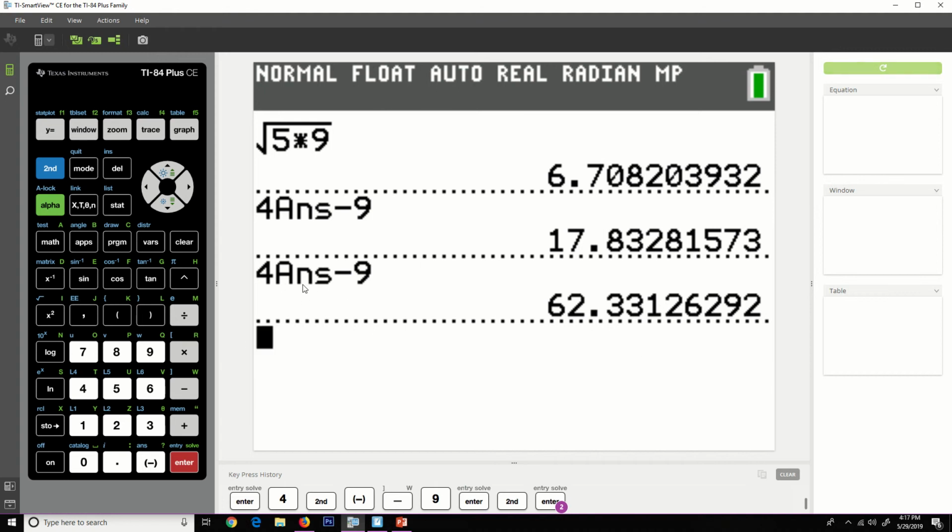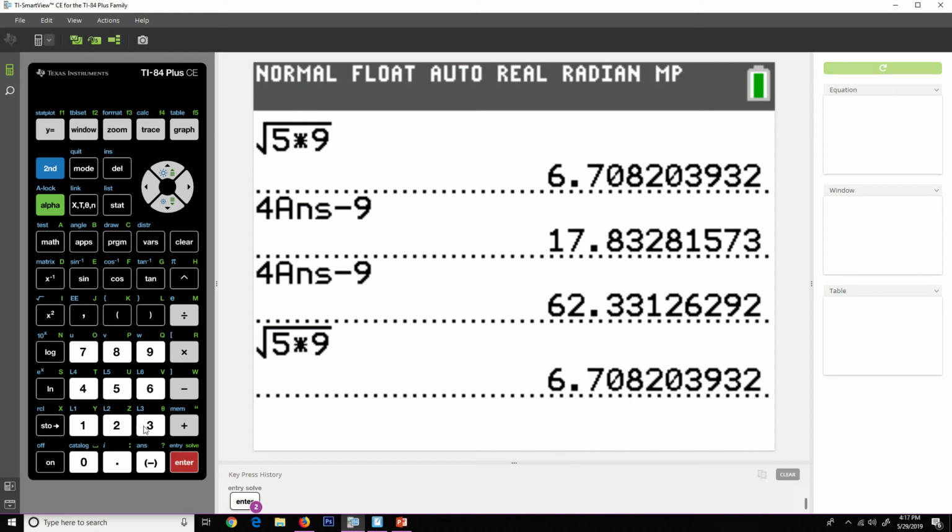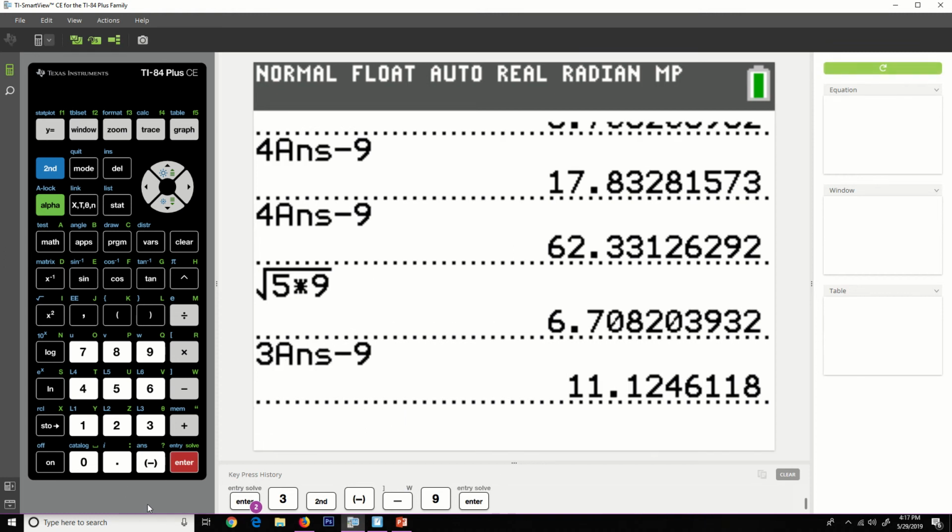Why? Because this ANS value isn't using the one I used before. It uses the one that's immediately before it, so it's using 17. Let's say I wanted to do this value again. If I go second and hit the entry key, it'll bring up that one. Second and the entry key again, it'll bring up the one above it. Again, it brings up the one before that. It'll keep 10 different things in it. So let's say I wanted this value again, but I didn't want to multiply by 4. I want to multiply by 3. I can hit enter, and now go 3 times second answer, and now minus 9, and it will use that same value again, and I get the value that I'm looking for.